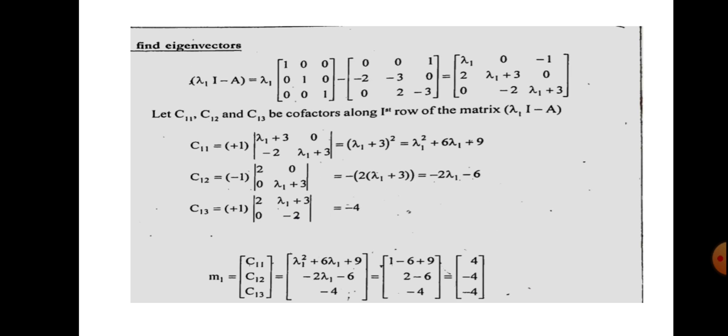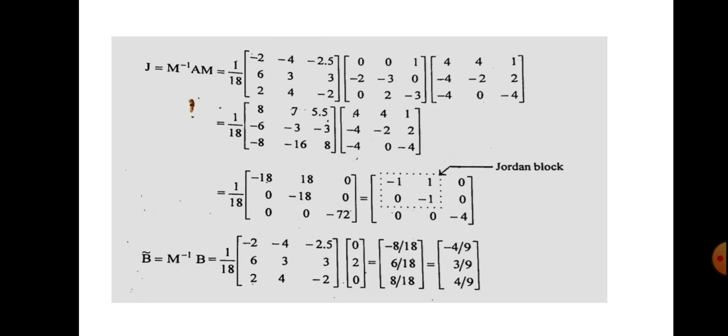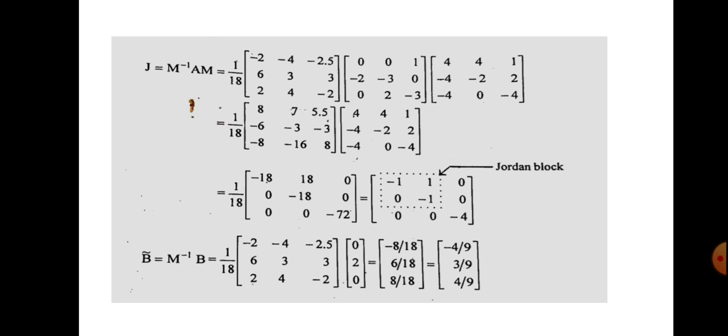You know the equations for the Jordan canonical model. They are z dot equal to Jz plus B cap u, and y equal to C cap z plus Du. This is the equation we need. Before that you need J. What is the value of J? J will be equal to M inverse A M, not ZM. What is M? M is the modal matrix.